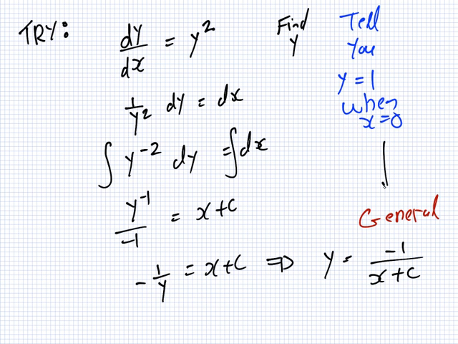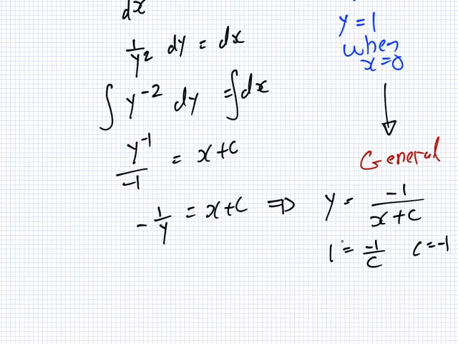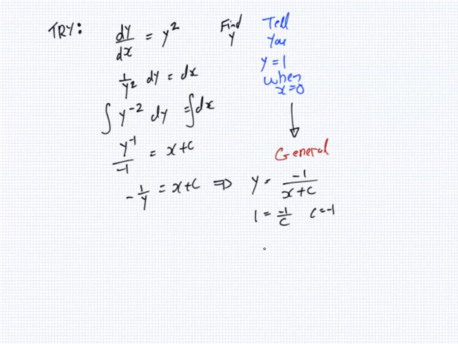So if I use that, I'll get 1 equals minus 1 over c. So c equals minus 1. So now I have my answer here. y equals minus 1 over x minus 1. Multiplying the top and bottom by minus 1, y equals 1 over 1 minus x. And that's the answer there. Okay.